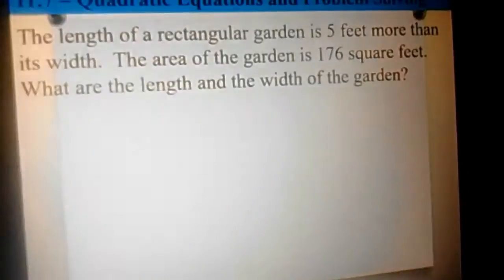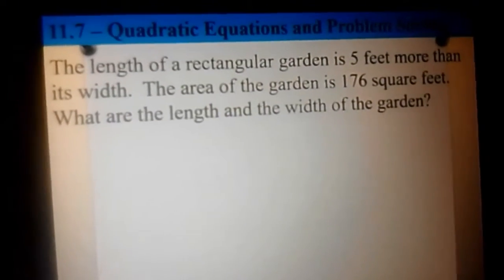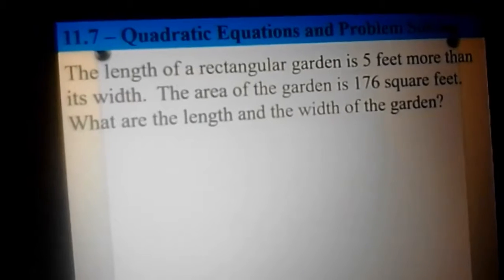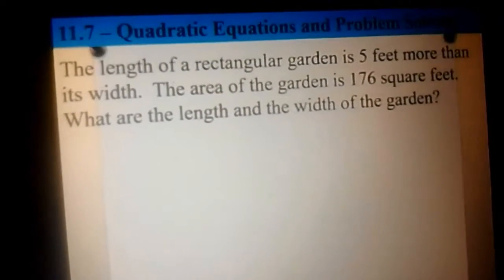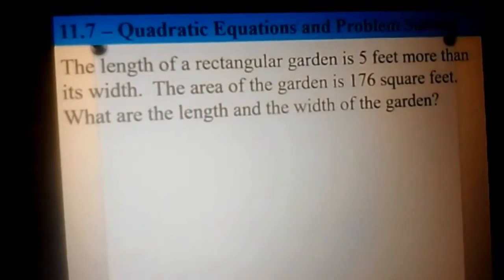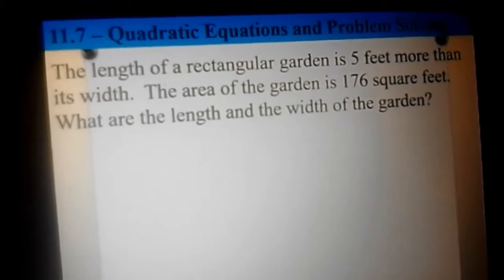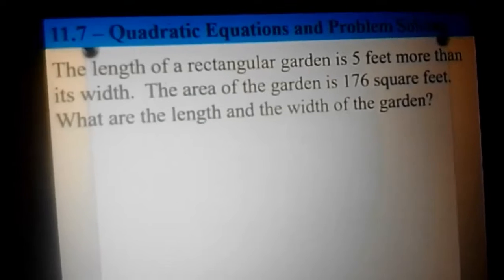So, let us have this problem. The length of a rectangular garden is 5 feet more than its width. The area of the garden is 176 square feet. So, what are the length and the width of the garden?